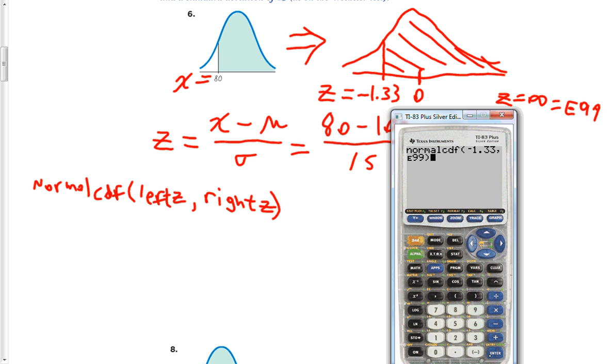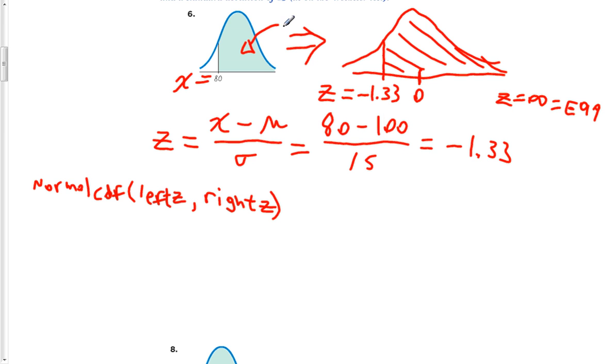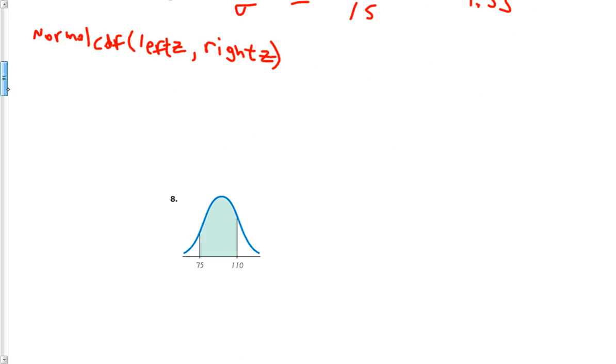And we close the parenthesis, and we hit enter, and we find out that that area, in both cases, for the non-standard and for the standard, they correspond to each other, is 0.9082. So this area here is 0.9082. It corresponds to this area over here, which is also 0.9082. So we've used the standard normal distribution, the z, in order to find the area to the right of this non-standard normal distribution. All right, so let's take a look at another example here.